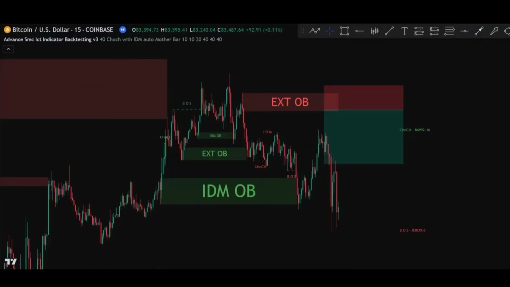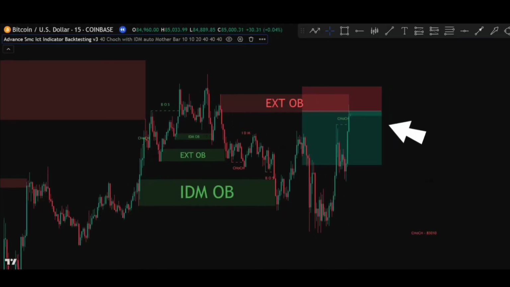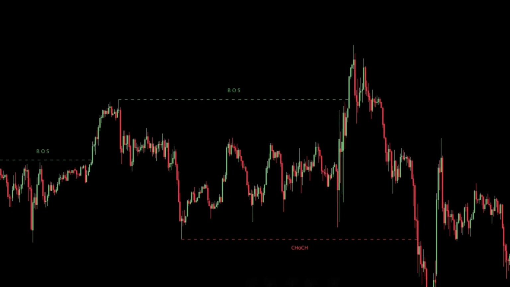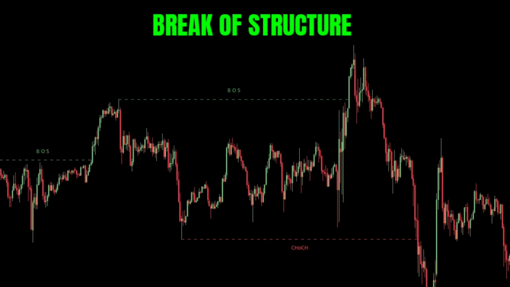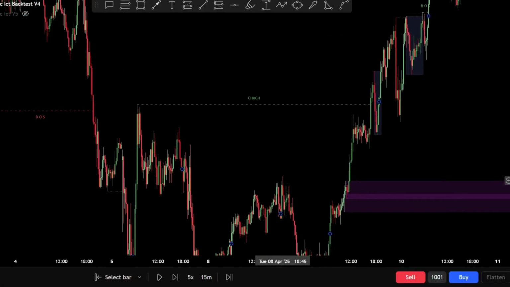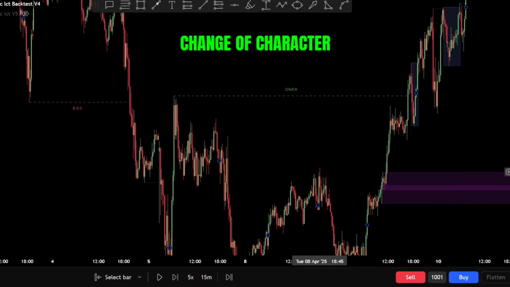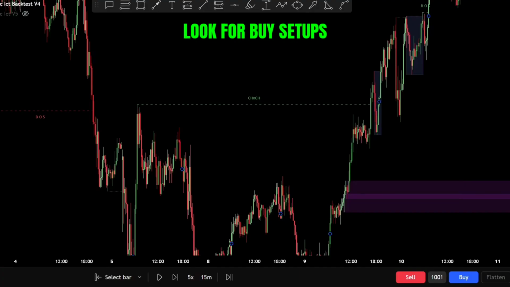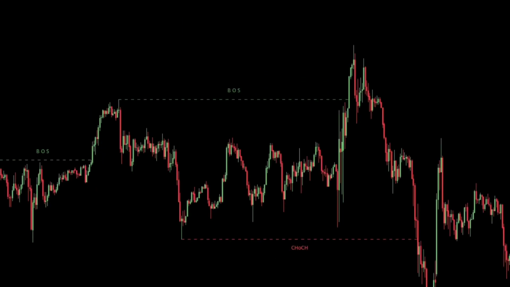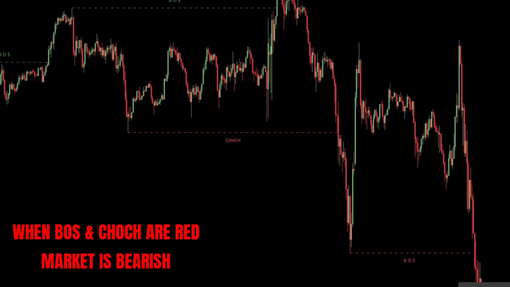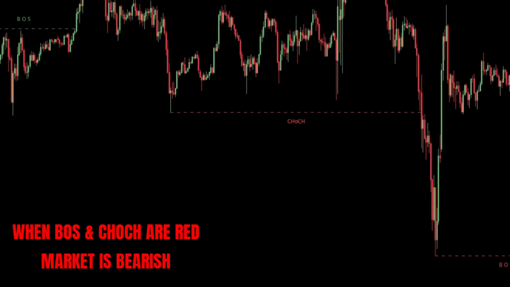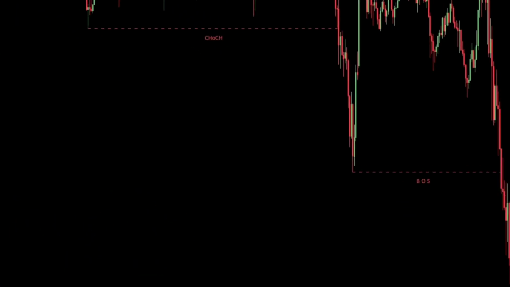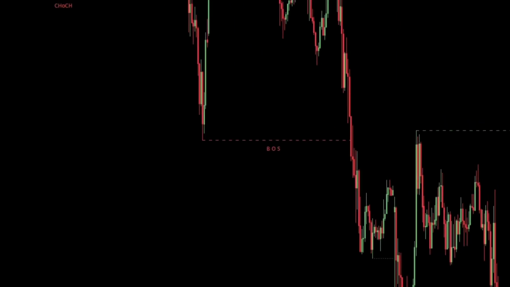Let's start with the basics. When you load up the indicator, the first thing to understand is the market structure. If you see a green BOS, which stands for break of structure, along with a green CHoCH, that's change of character, it means the market is bullish. You should be looking for buy setups only. Now, on the other hand, if the BOS and CHoCH are red, that's a signal that the market is bearish. And you should only look for sell opportunities. This simple color-coded logic makes trend detection effortless.